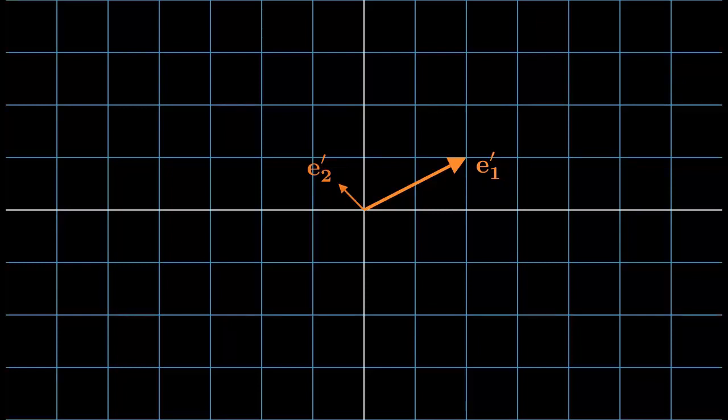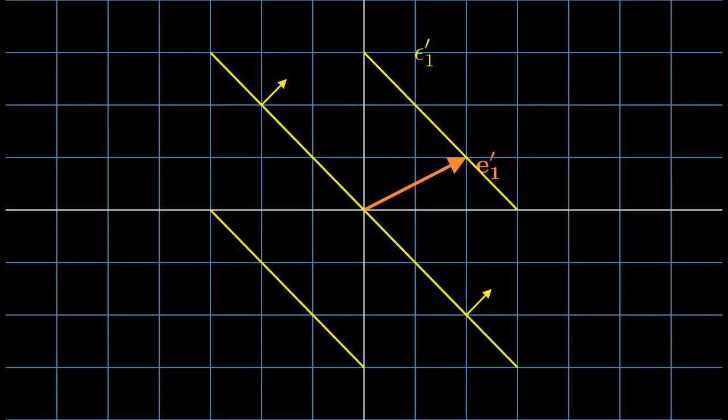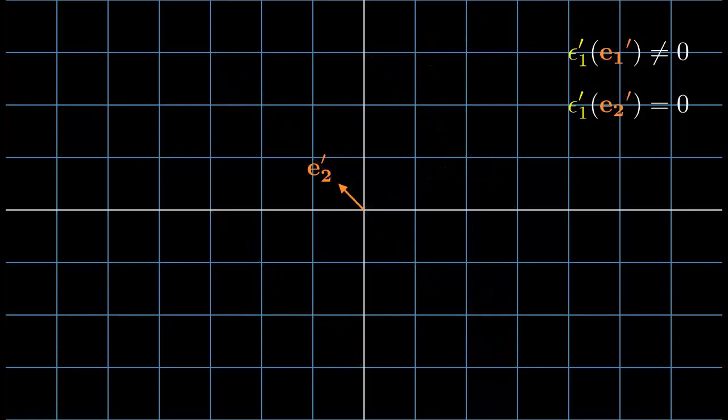The epsilon1' becomes like this. The epsilon1' lines are not perpendicular to the E1'. Those lines are parallel to the E2'. E2' has 0 epsilon1 components. This means epsilon1' E2' is equal to 0.